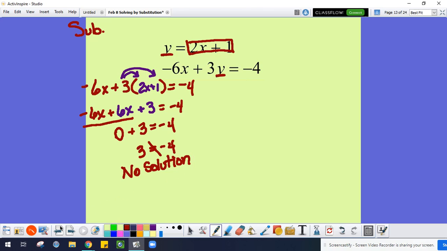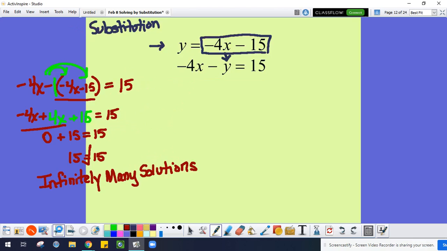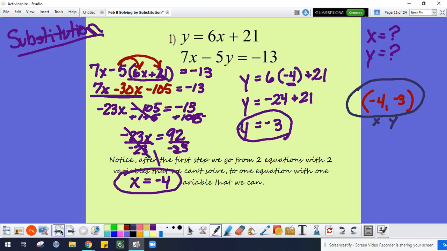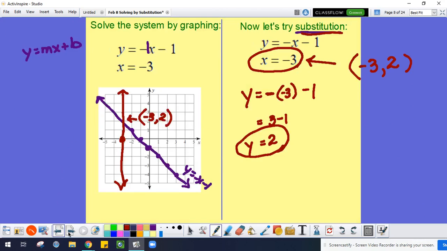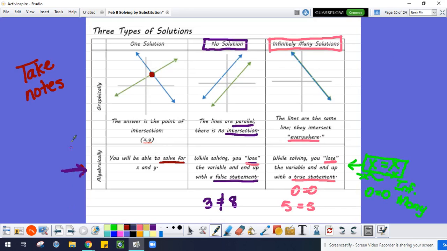So at this point, I have done 3 examples, and the 3 examples go along with the notes that we took earlier. In the notes, we wrote that there would be 3 types of solutions. One solution, that's where you get an ordered pair. No solution, when you get a false statement, and infinitely many solutions when you get a true statement, but your variable has been lost or has canceled out.